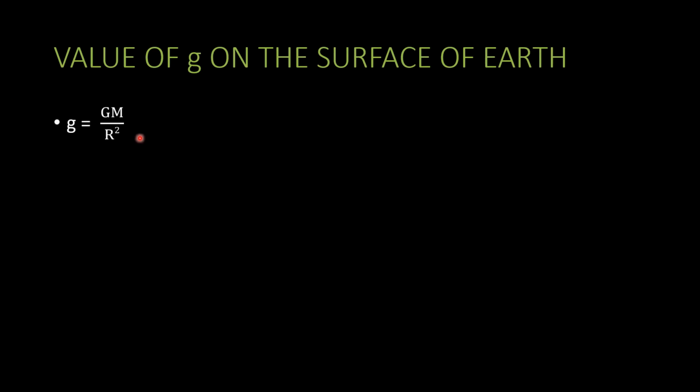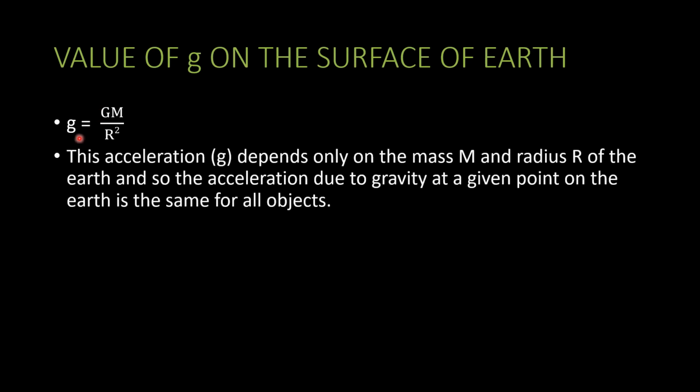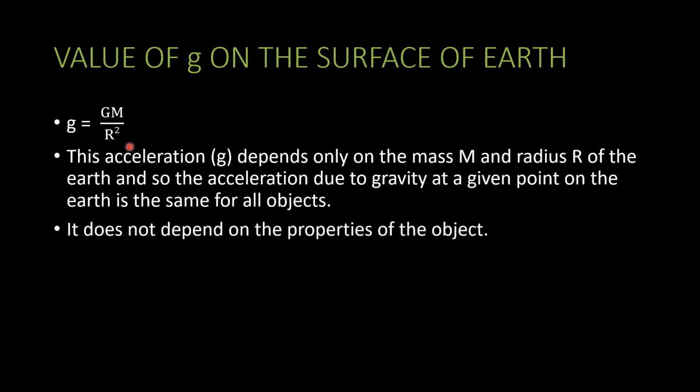If we closely look at the formula, this acceleration g depends only on the mass of the earth and the radius of the earth. So the acceleration due to gravity at any given point on the earth will be the same for all objects. It does not depend on the mass of any single object, but depends on the mass of earth and radius of the earth. So it does not depend on the property of the object. So it is same for all the objects.